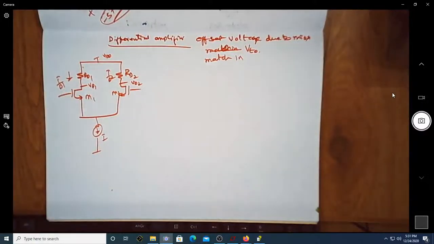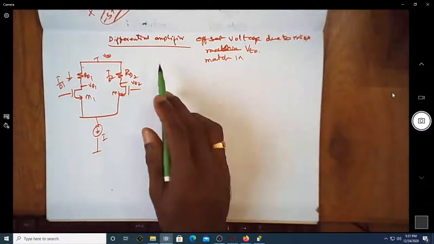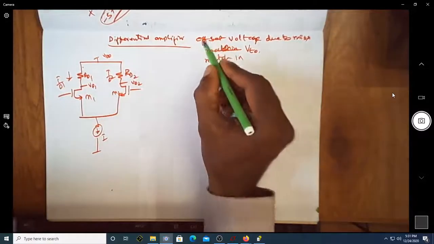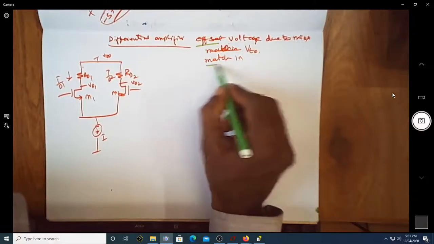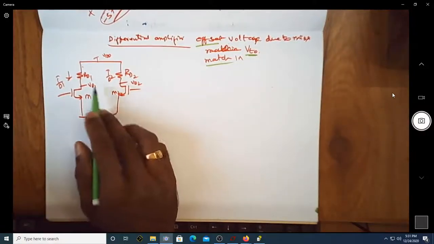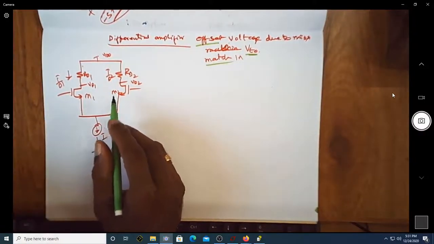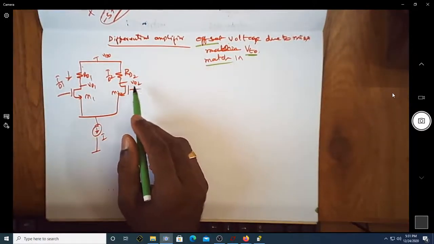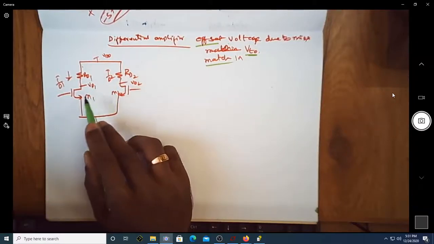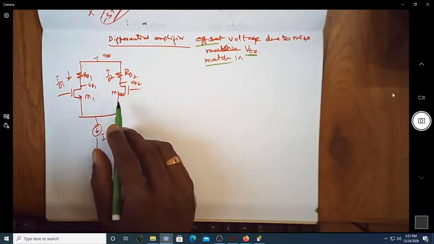Okay, in this video we'll see the case of differential amplifiers: how does the offset voltage due to mismatch in VTO affect the output offset voltage? In the previous videos we have seen the offset voltages due to the mismatch in the value of RD and the dimensions of the MOSFET.